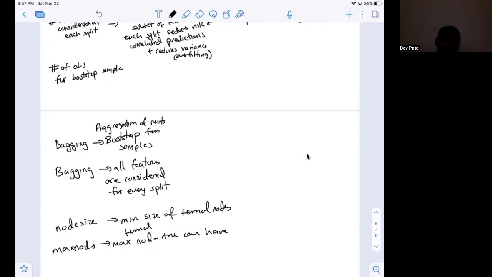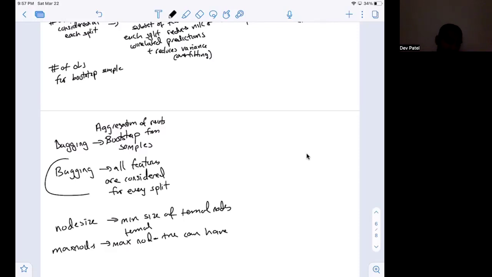And a couple of other terms. So bagging. There are two terminologies related to bagging. The first type of bagging is when we're aggregating the bootstrap samples from the decision trees, and then we're doing a majority vote in the case of classification, or averaging the predictions in the case of regression. So that is bagging.